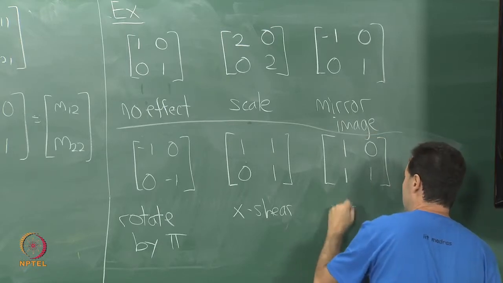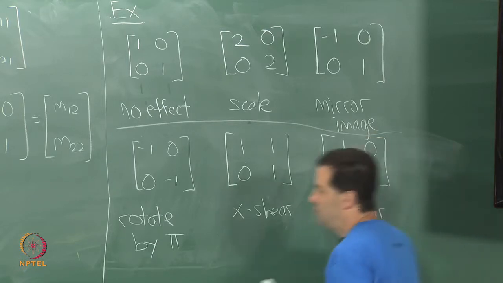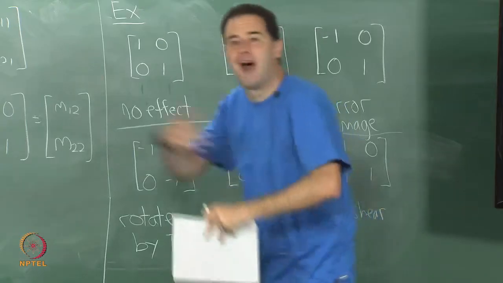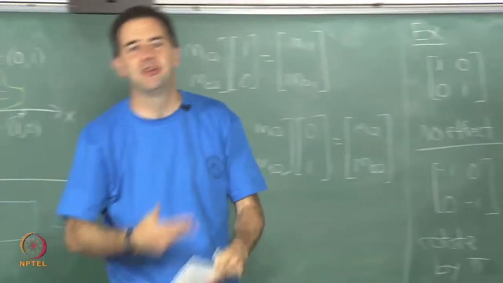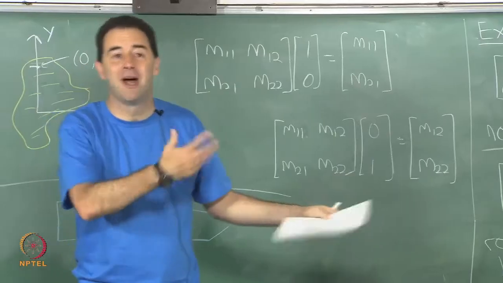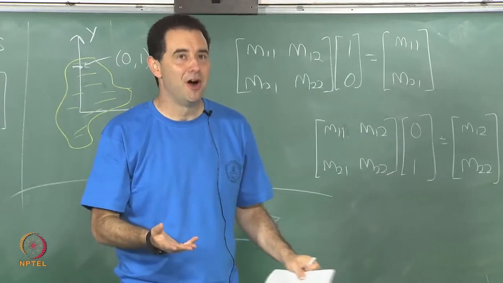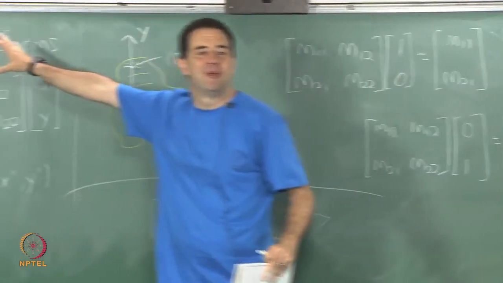You get a y shear, which will be stretching upward in the other direction. You can have combinations of shears of all different scales, and you can have mirror images. All of these things combined together is the power of 2D linear transformations, right?